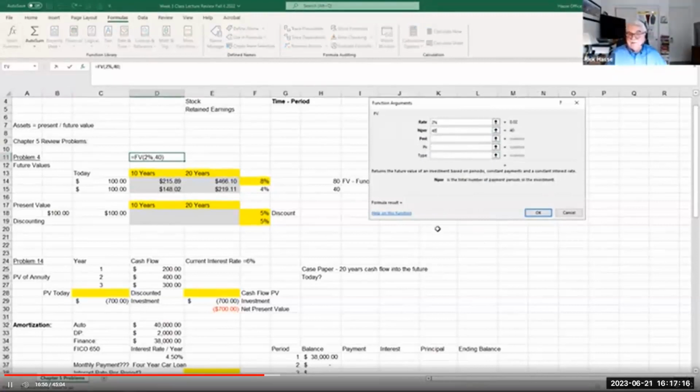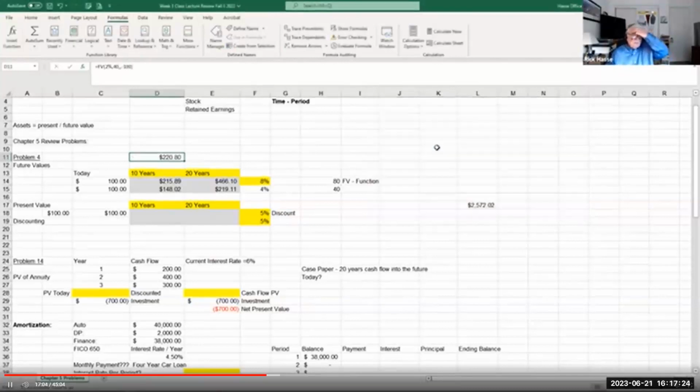2% 40 times compounded quarterly. The present value is still 100, but look what our number will be, 220.80. Notice at 4% or 8% compounded quarterly, I'm making about $5 more than I am if it's compounded annually. In this case, that doesn't sound like a big deal, but if you're looking at thousands and millions of dollars, that is a big deal.